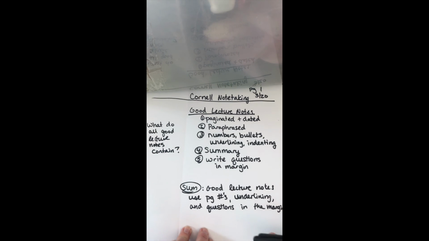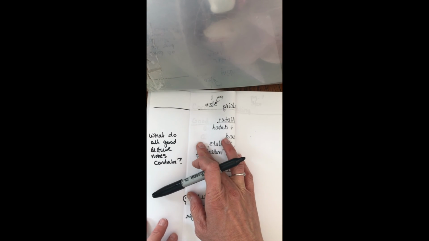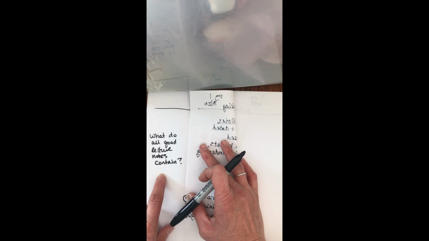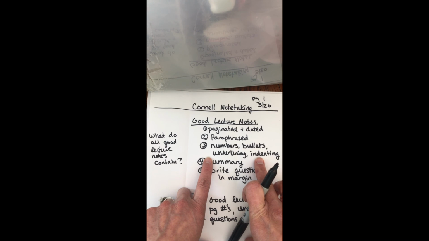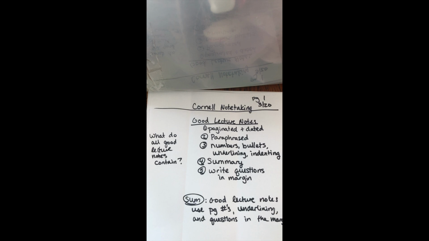Then I would say, okay, time to study. I'd fold over this sheet and I'd be able to look at this question and say, what do all good lecture notes contain? Well, good lecture notes contain a paraphrase, they have page numbers and dates. I can't remember the rest, but let me open this up and check myself. Oh, the numbers, bullets, underlining, indenting, and a summary. So, if you use this structure of Cornell notes, it will really help improve your ability to take notes.